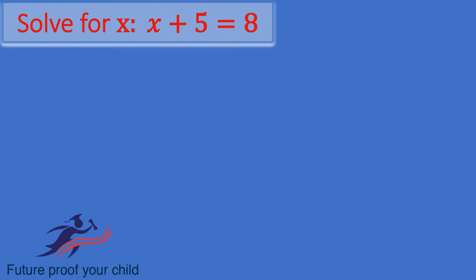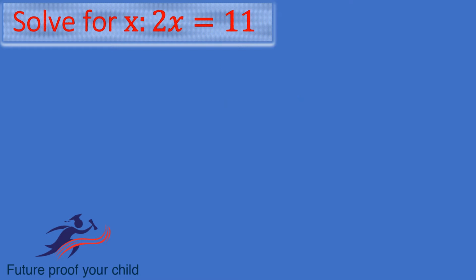The idea is to isolate the x, so we need to get rid of the positive 5. To get rid of positive 5, we will subtract 5 from both sides. So x equals 8 minus 5. Therefore, x equals 3, and this will only be worth 1 mark. So 1 mark allocated for your answer.